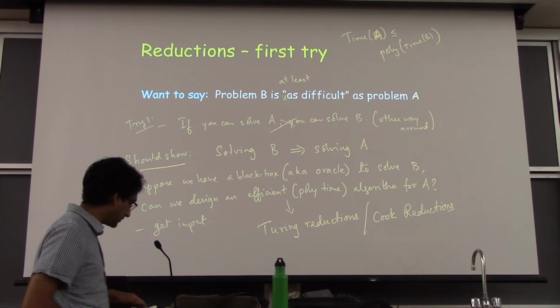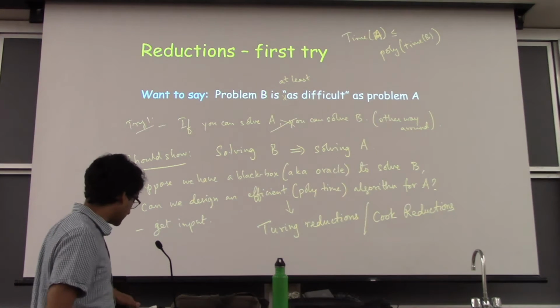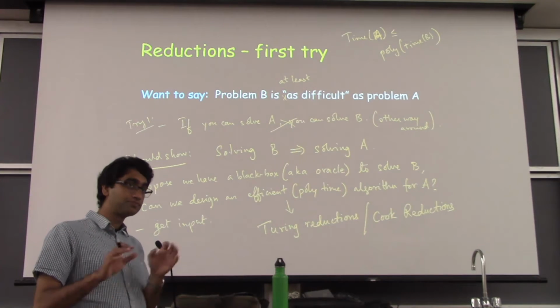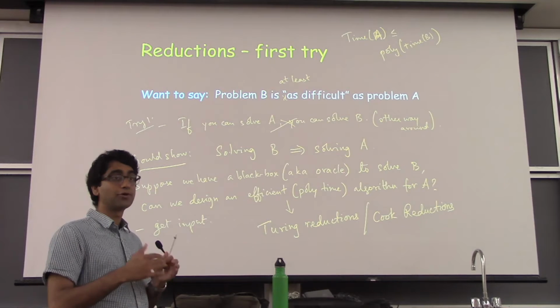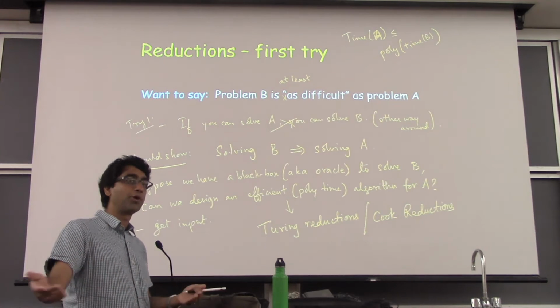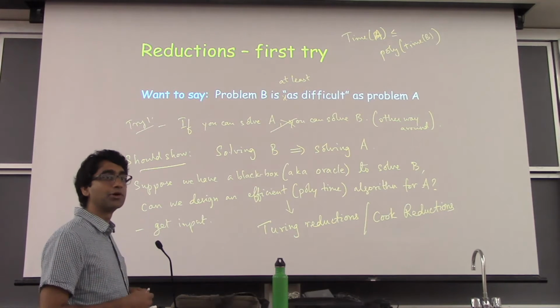Or polynomial in the input size. Okay, so this is all this says. This is what I mean by easier. So this is in terms of I'm allowed to lose some polynomial factors. So this is how you should think about it.